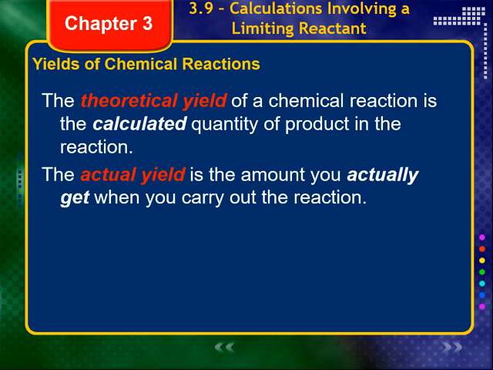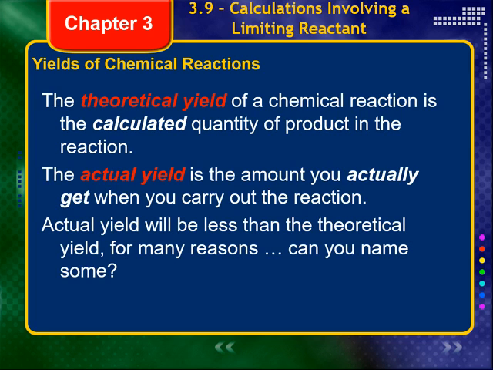And I think, well, obviously it's going to be there. It's not, because we have something that's called an actual yield. Actual yield is the amount you actually get. Actual yield will always be less than the theoretical yield, and actually for a lot of reasons.